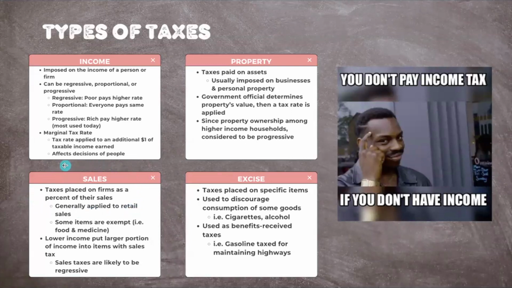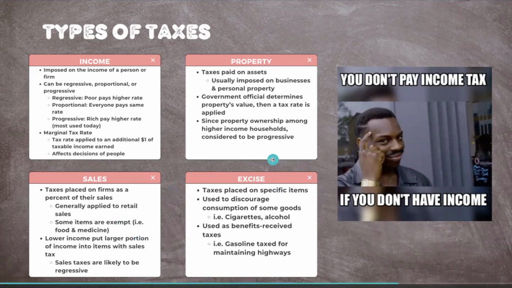Sales tax is the tax placed on firms as a percentage of their sales and is generally applied to retail sales, like when you're buying things at a store. Though sometimes some items can be exempt from sales tax. For example, sometimes food or medicine are exempt. And since lower income people put a larger portion of income into items with sales taxes, it is usually considered to be regressive.